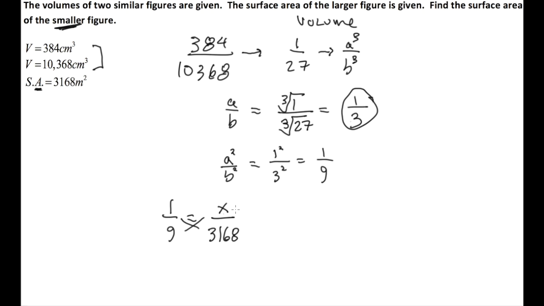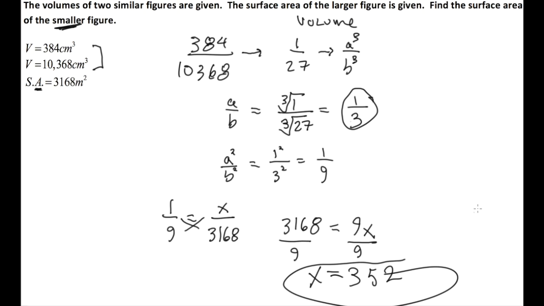Cross multiply, your favorite. 3168 times 1 is 3168. 9 times x equals 9x. Don't forget that. Now, one-step equation, divide. And this will give us our answer, which will be x equals 352. There. Easy peasy.